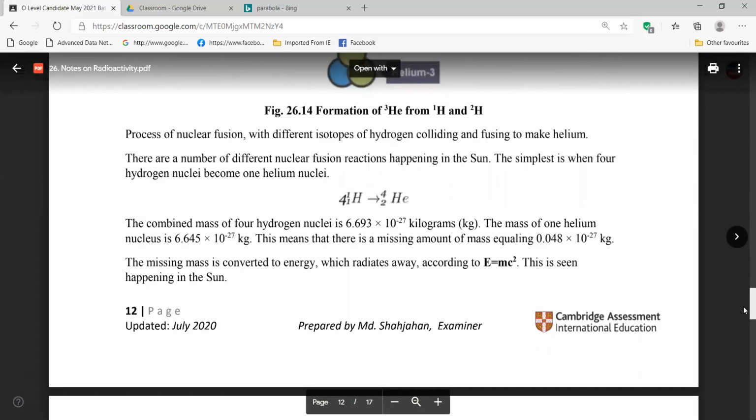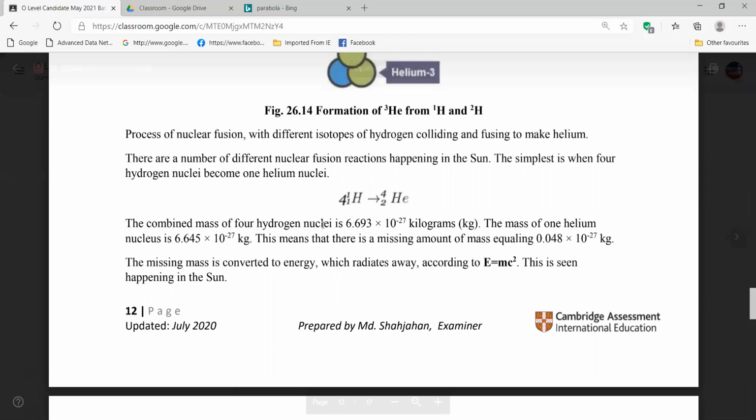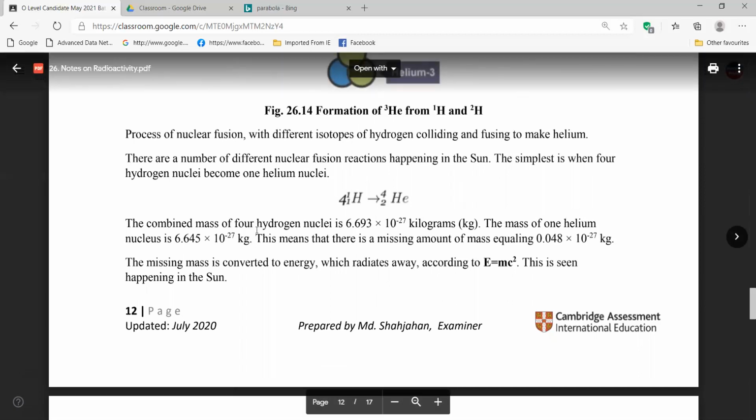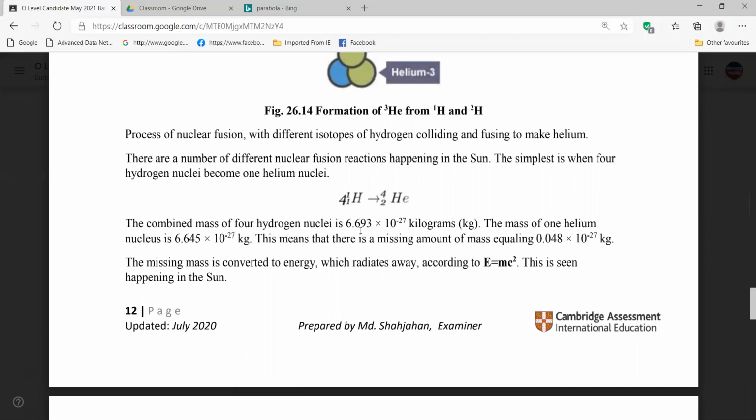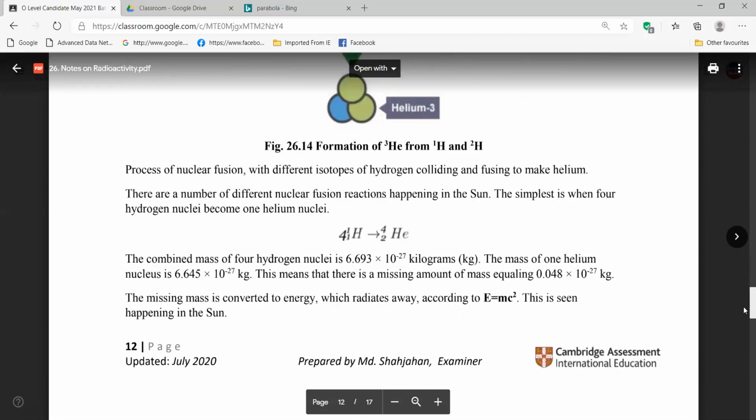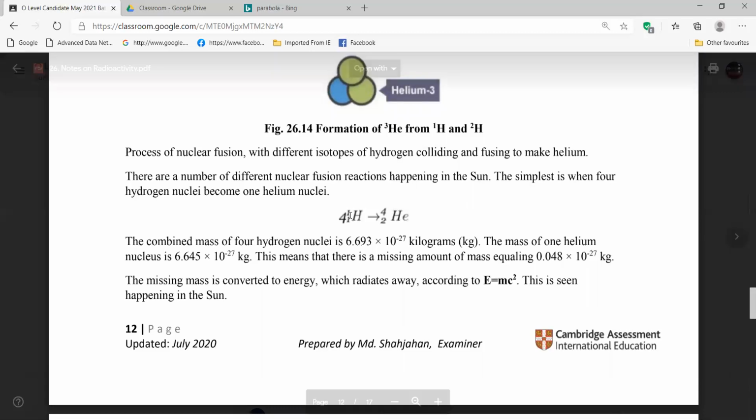Yeah, here also we have this one. Look, here we have the combined mass of four hydrogen nuclei, which is 6.693 times 10 to the power minus 27 kilograms. Why is it so? Because four hydrogen nuclei have only protons, right? Yes, sir. So if you make the sum of their mass, it comes to 6.693 times 10 to the minus 27 kilograms.